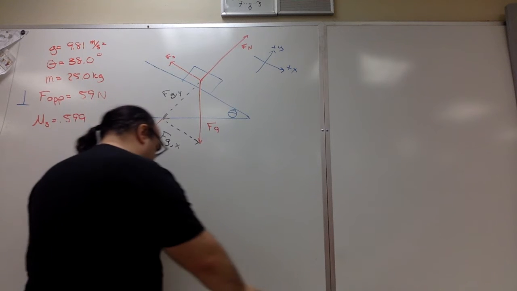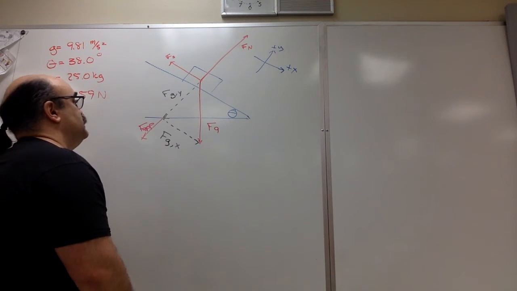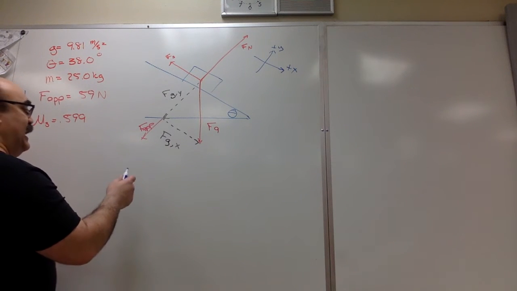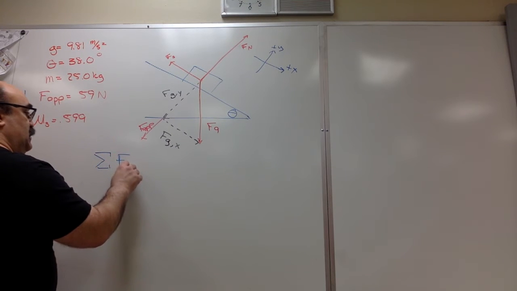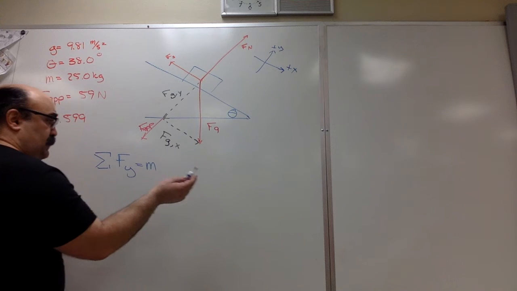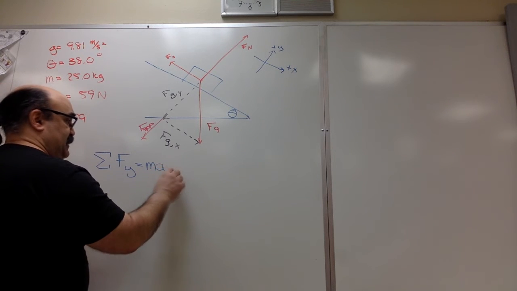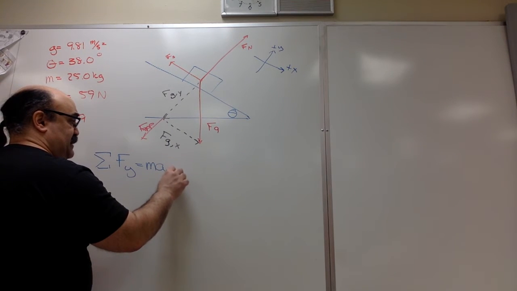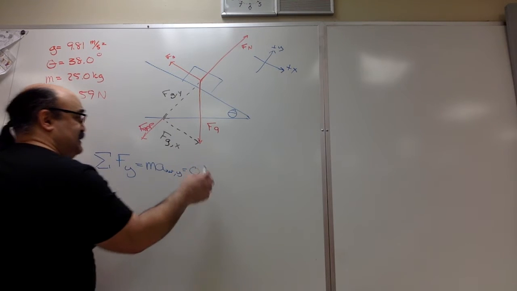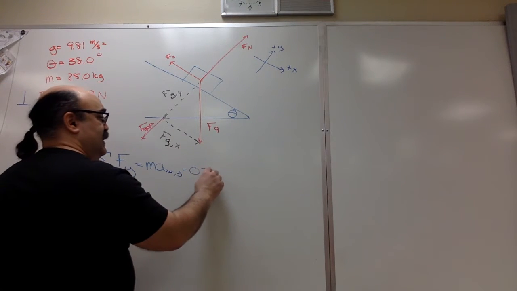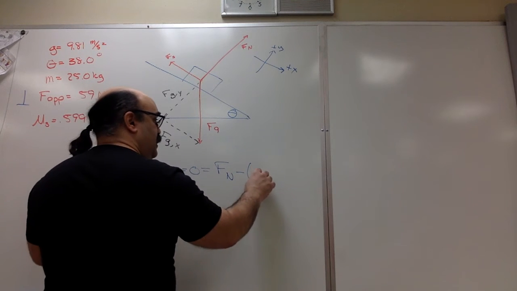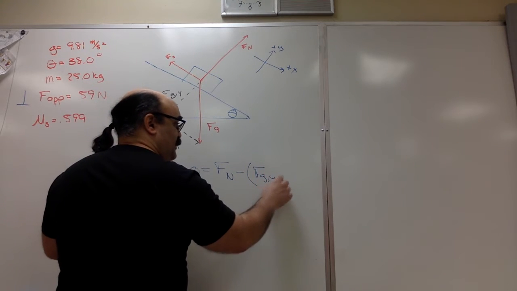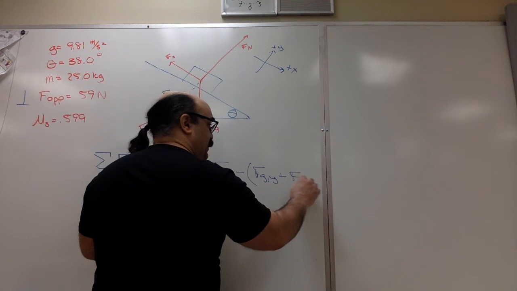So looking at that, we have a couple of different ways to solve this problem. I can look at the sum of the forces in the y direction, which is always equal, Newton's first law, to mass times the acceleration, and this would be the net acceleration in the y direction. This is 0. We already said that. And that must equal the normal force minus the sum of the force due to gravity in the y direction plus the force applied.